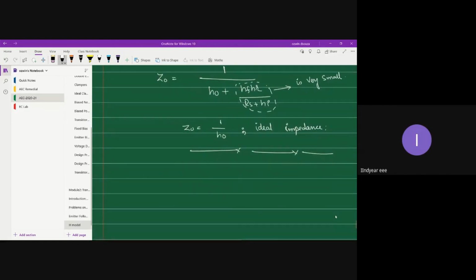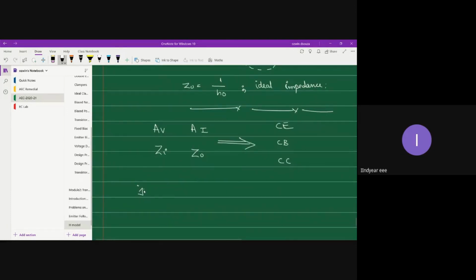So whatever you have calculated, Av, Ai, Zi, Z0, can be extended to common emitter, common base, or common collector. All you have to do is just substitute the respective h parameters in the Av, Ai, Zi, Z0 expressions. Only that is what you are supposed to do.